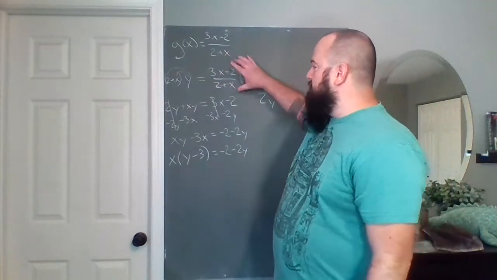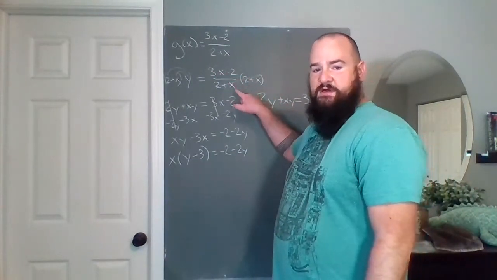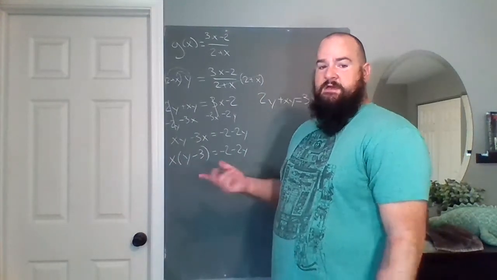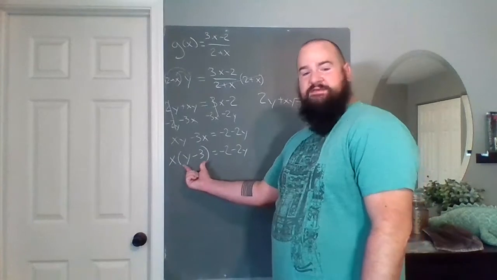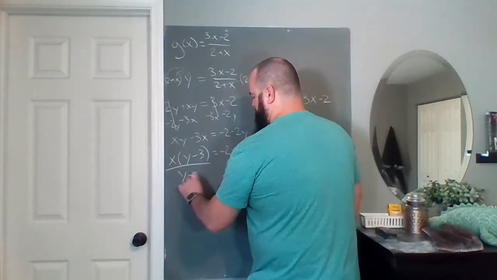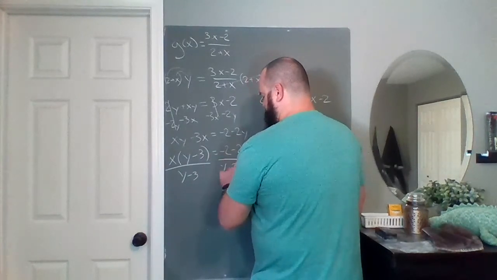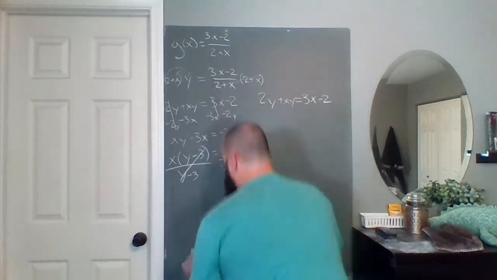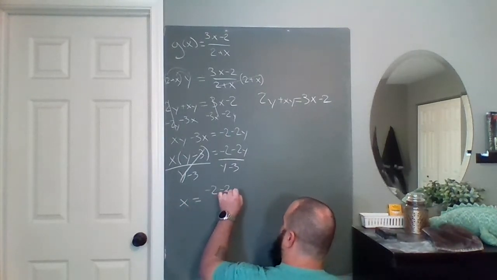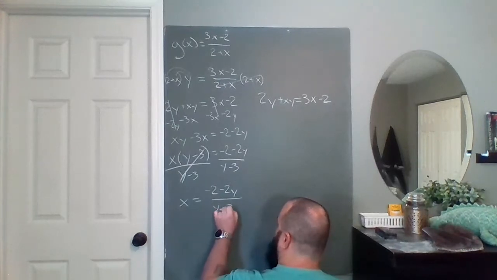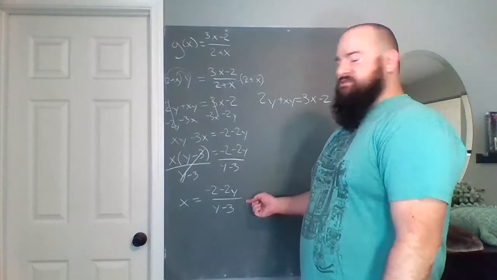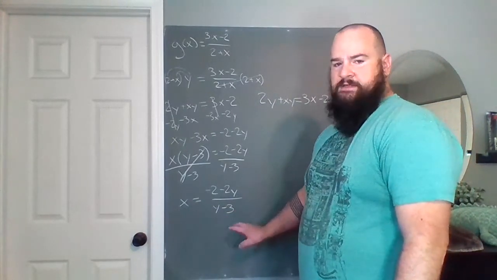Now, I went from this equation where I had an x in the numerator and an x in the denominator, and now I have a single x term. All I need to do is get it by itself because it's multiplied by this quantity, y minus 3. So I just divide both sides by y minus 3, giving me this lovely final answer of x equals negative 2 minus 2y, all over y minus 3.